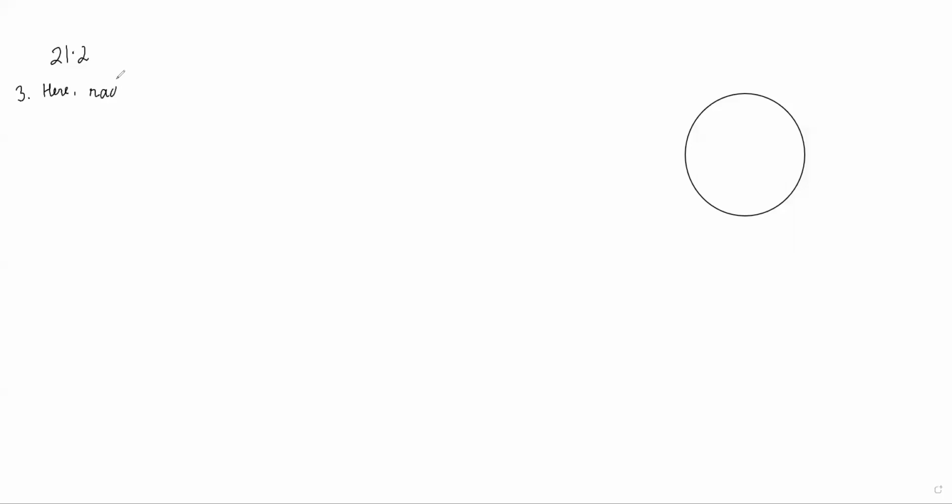So what is the radius here? If you look at the question, the radius is not given. Instead of the radius, we have the diameter. The diameter is twice the radius, so you have to divide the diameter by 2. 7 by 2 meter.